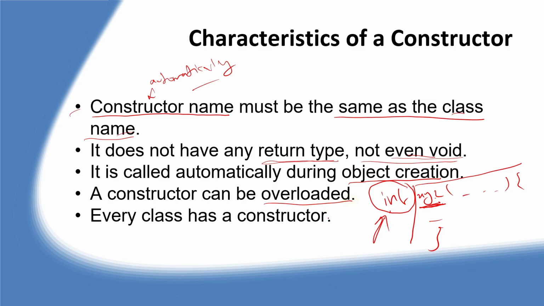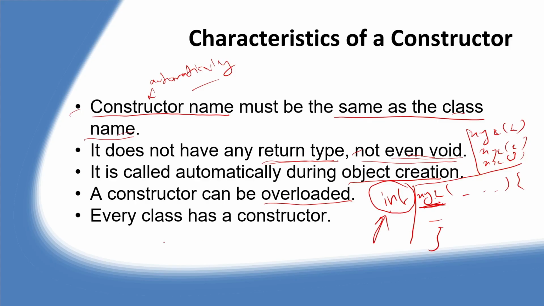A constructor can be overloaded. We know the concept of overloading. Overloading means the same method name, but parameters can be different. The data type of the parameters can be different, or the sequence of the parameters can be different, but the method name will be the same. That is overloading. The same concept we can apply to a constructor. So if xyz is the constructor, then we can define one more xyz with one parameter, again xyz with two parameters, xyz with three parameters. Like that we can overload the constructor.